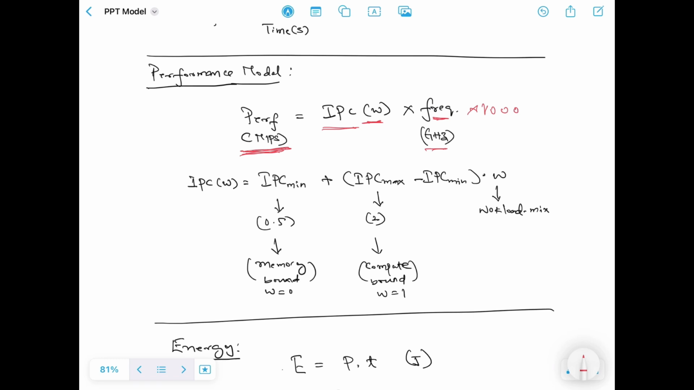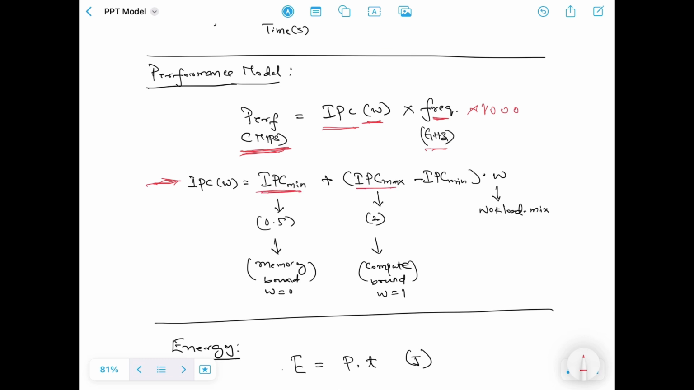Now, the way the IPC is going to be modeled is following this equation here. The idea here is that we model how the workload shifts between memory and compute. Now, we set two constants here: one is IPC min and the other is IPC max.